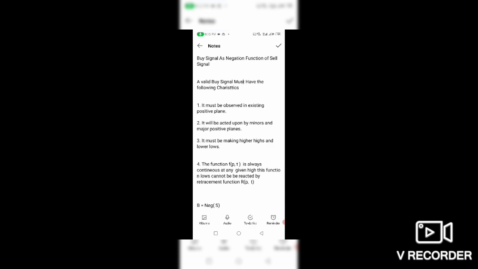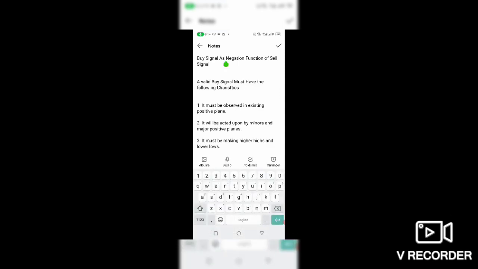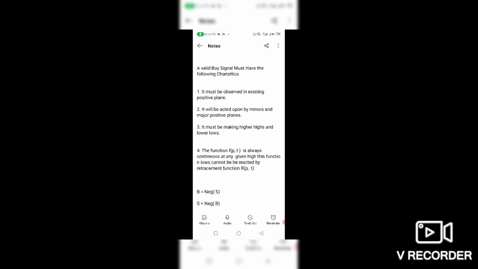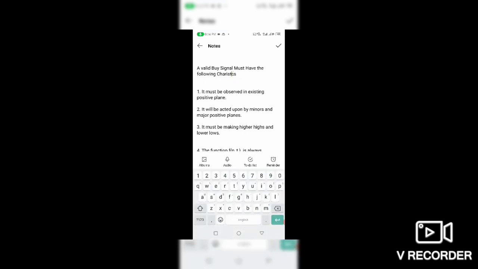Okay, in today's topic, this is a mathematically driven buy signal as a negation function of a sell signal. A valid buy signal must have the following characteristics.